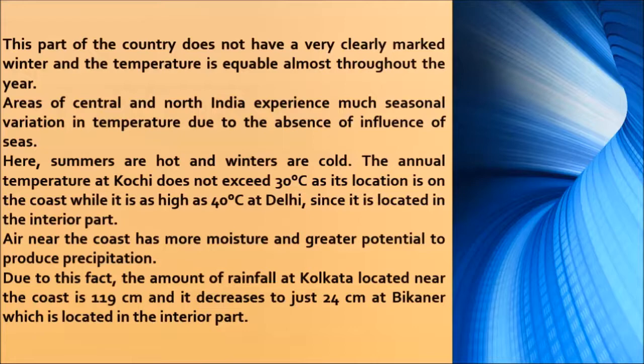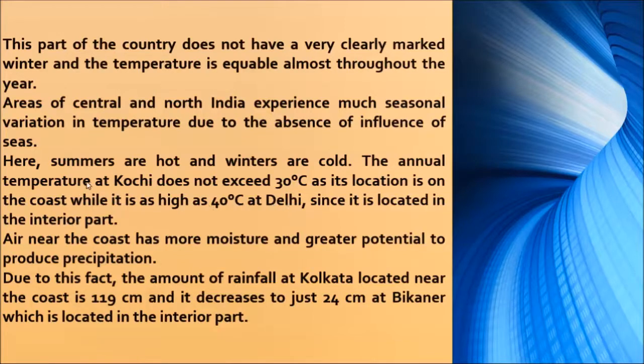And here summers are hot and winters are cold. So those North Indians will not have the sea nearer, so their summers will be very hot and their winters will also be very cold. The annual temperature at Kochi does not exceed 30 degrees Celsius as its location is on the coast, while it is as high as 40 degrees Celsius at Delhi.